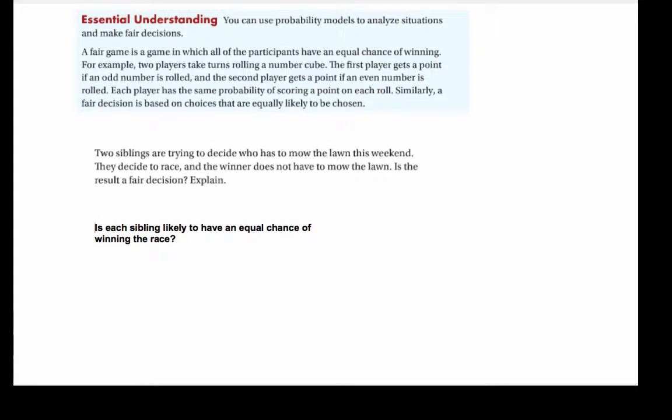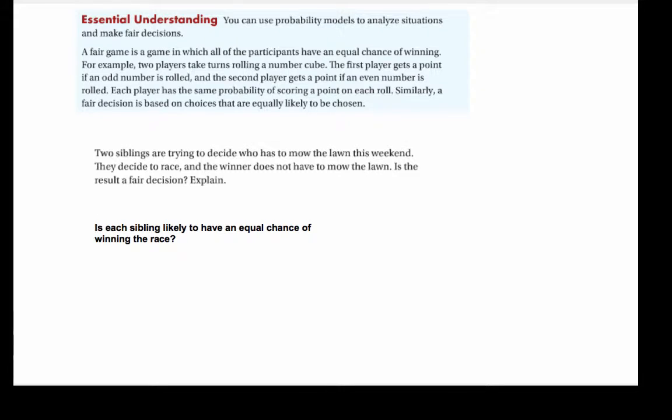Two siblings are trying to decide who has to mow the lawn this weekend. They decide to race, and the winner does not have to mow the lawn. Is the result a fair decision? Well, this takes a little bit of thought. We don't really know anything about the siblings, but it would probably help if we did, right? What if the two siblings, meaning brothers and sisters or two brothers, what if one was 15 and one was 5? Now, granted, a 5-year-old's not going to be mowing the lawn, but let's just consider it. If one's 15 and one's 5 and they're going to race, who's going to win? The 15-year-old's going to win.